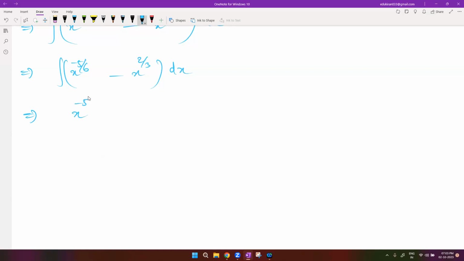This becomes x to the power minus 5 by 6 plus 1 divided by minus 5 by 6 plus 1, minus x to the power 2 by 3 plus 1 divided by 2 by 3 plus 1, which is basically x to the power 1 by 6, and this becomes 1 by 6, which basically becomes 6 times x to the power 1 by 6, minus this becomes 5 by 3, becomes 3 by 5.